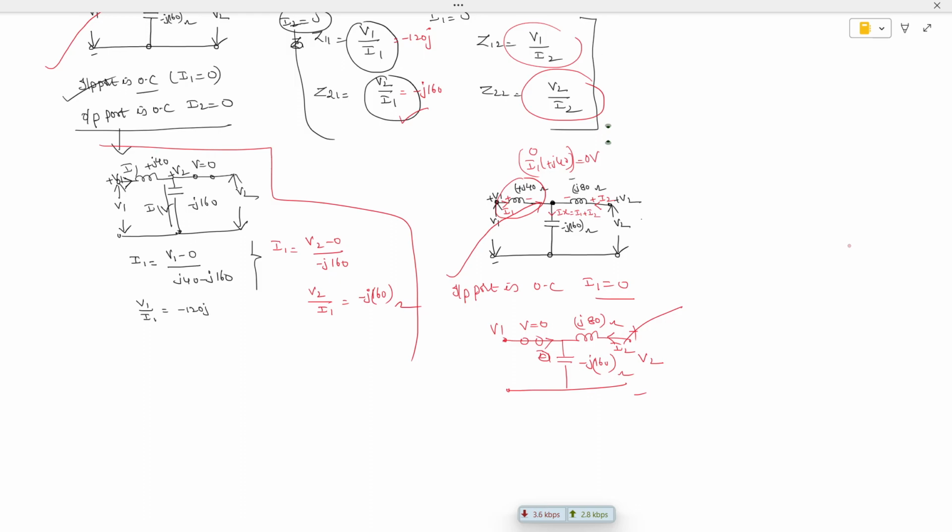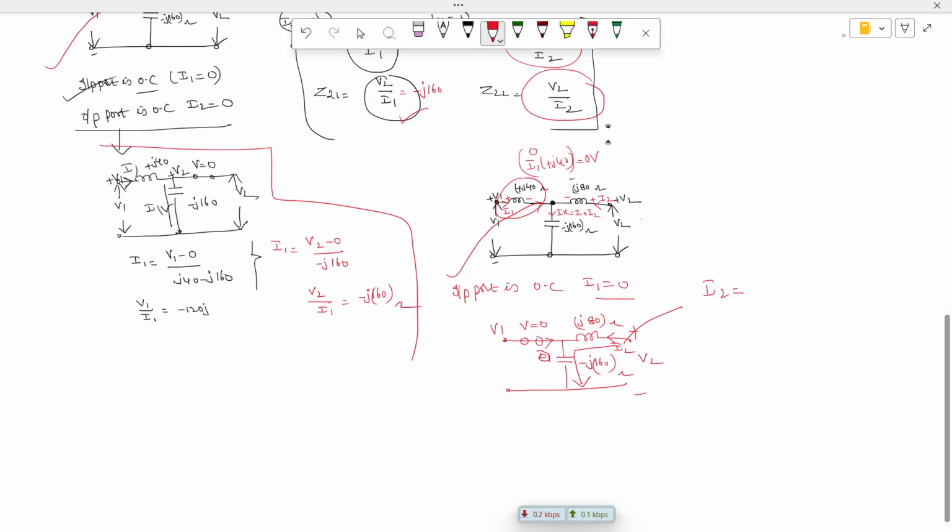So how to write I2 now? With respect to V2, current I2 flows in this branch like this. I2 is equal to, what is the voltage at this point? V2 minus 0 divided by j80 minus j160. From this we can write V2 by I2 is equal to 80 minus 160, which is minus j80.